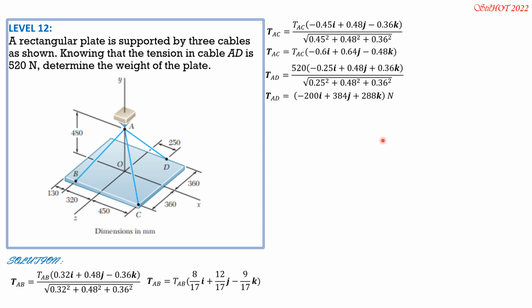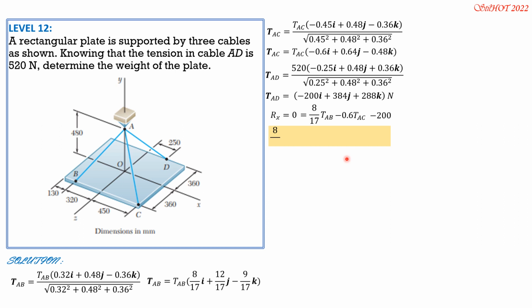So to be systematic, Rx is 0, and that is equal to 8 over 17 tension AB, then negative 0.6 tension AC, then minus 200.